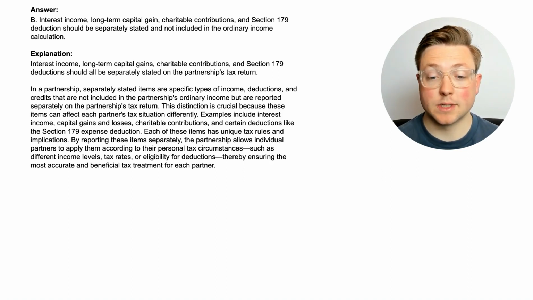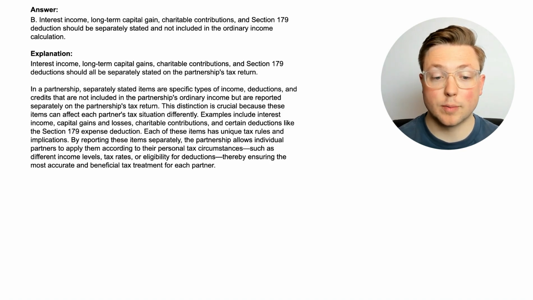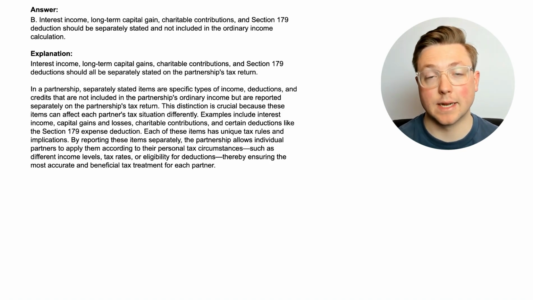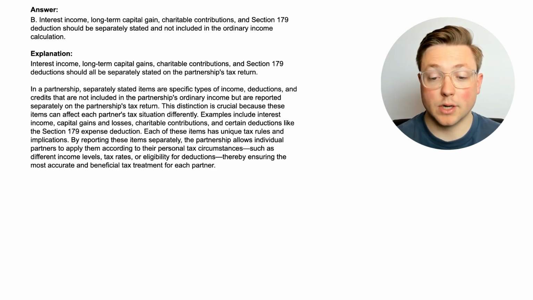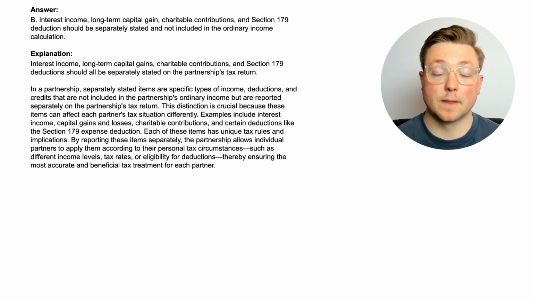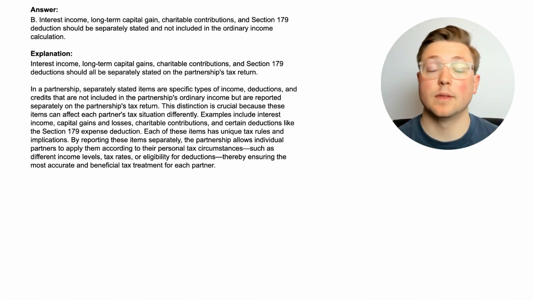By reporting these items separately, the partnership allows individual partners to apply them according to their personal tax circumstances, such as different income levels, tax rates, or eligibility for deductions, thereby ensuring the most accurate and beneficial tax treatment for each partner. So basically, there's ordinary income that is distributed to the partners based off of their percentage ownership, but then there's separately stated items that have to be passed through to them and listed individually so that the partner knows how to treat each of those items.